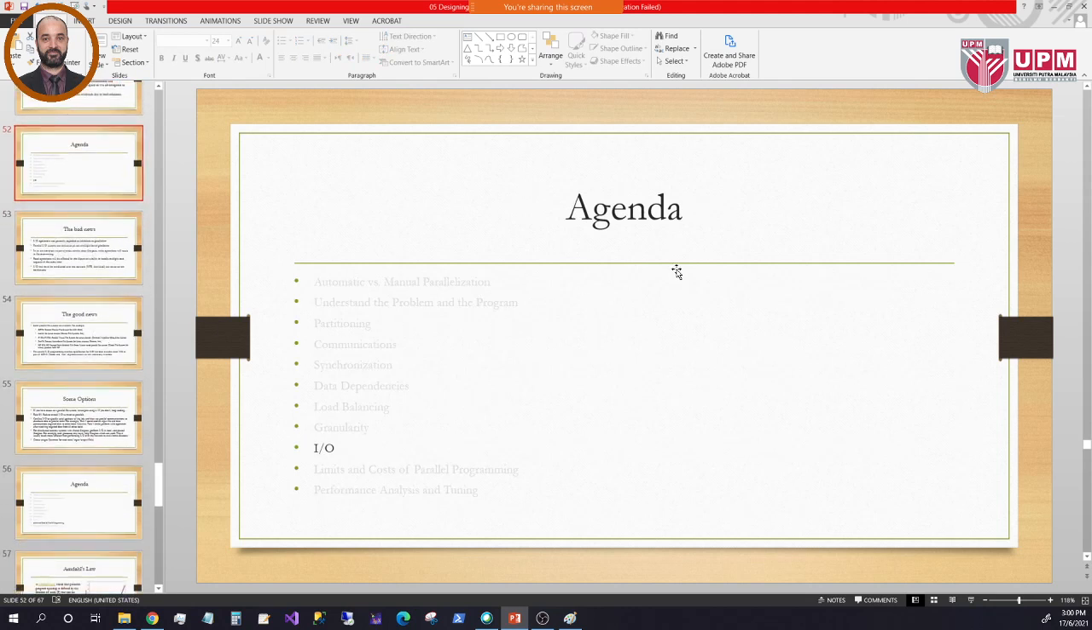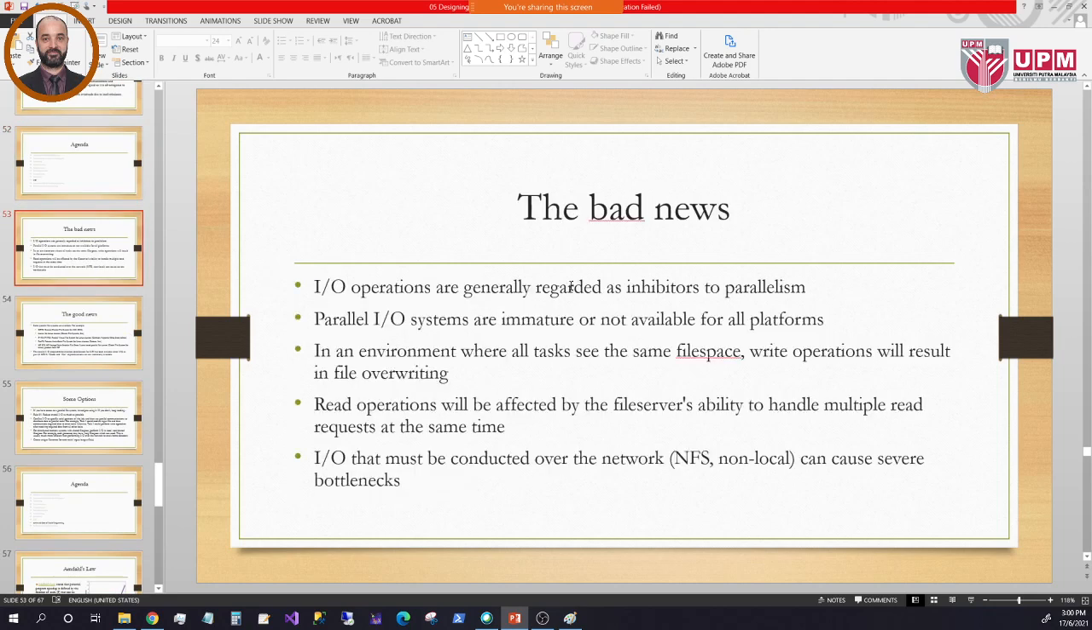Okay. Now we come here to the input-output devices. So here, this I/O is very important and is actually one of the inhibitors of parallelism. So I/O operations are generally regarded as inhibitors to parallelism. Why are they considered inhibitors? Because dealing with the hardware, in many cases, takes a lot of time. So the hardware devices take a lot of time to respond.